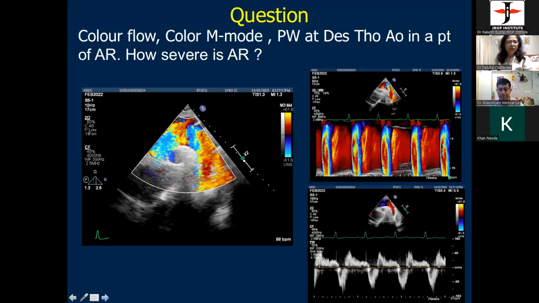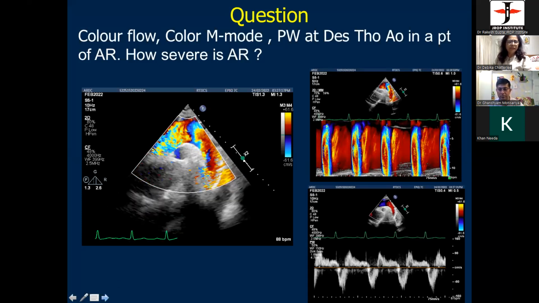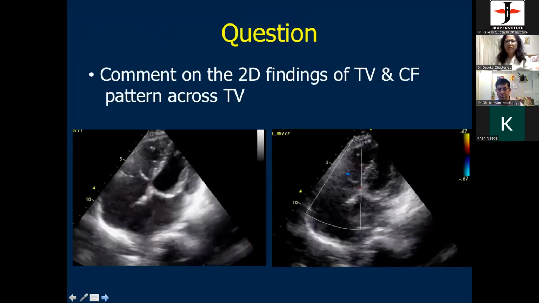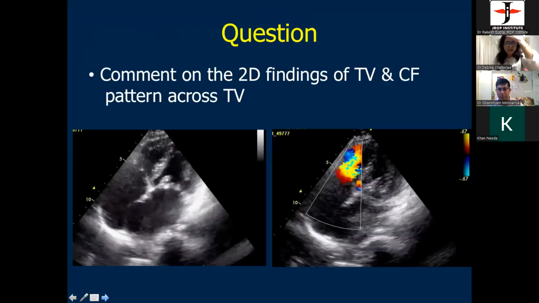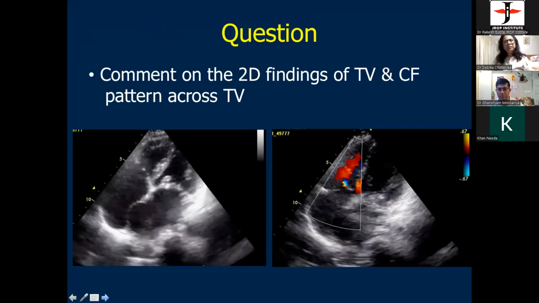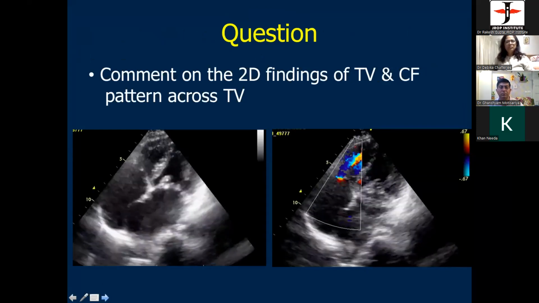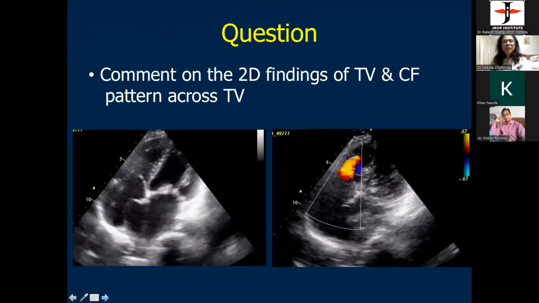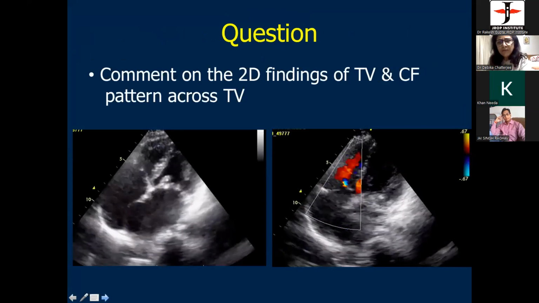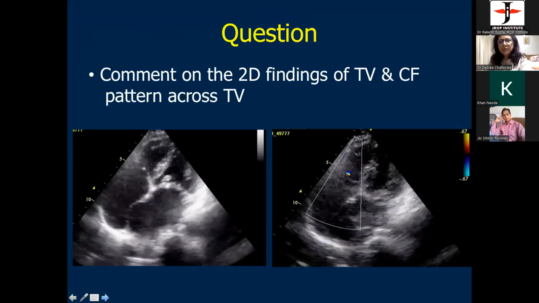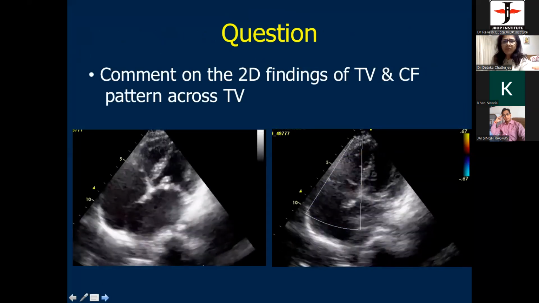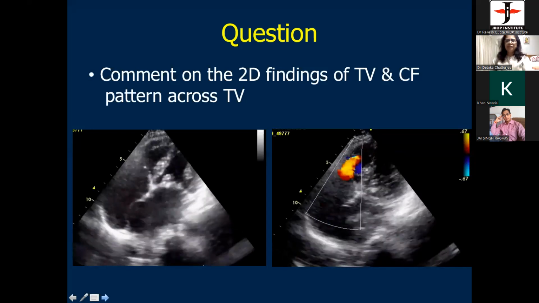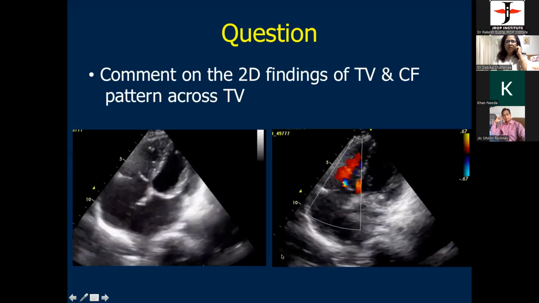Okay, good. Well done. Very good job done. Next question. Dr. Tamogna Das. Yes, sir. Comment on the two-dimensional findings of the tricuspid valve as well as the color flow pattern across the tricuspid valve. First, look at the 2D picture.